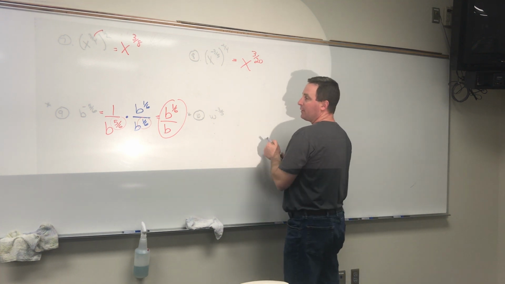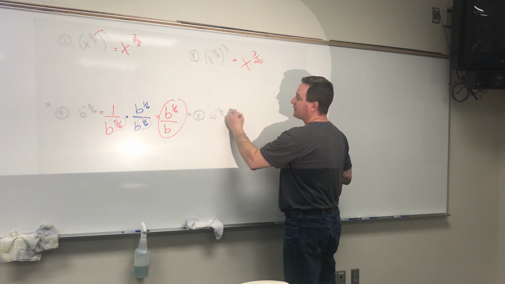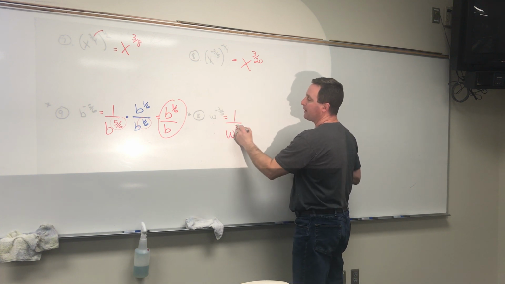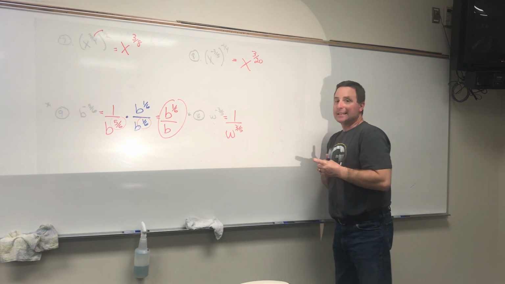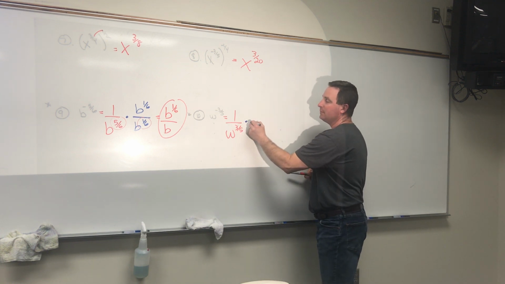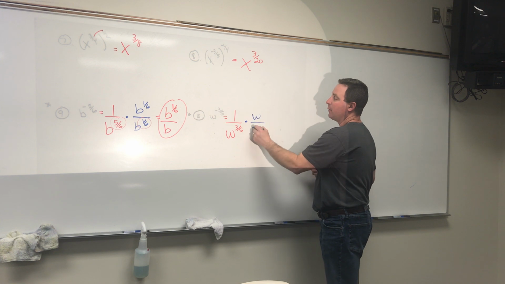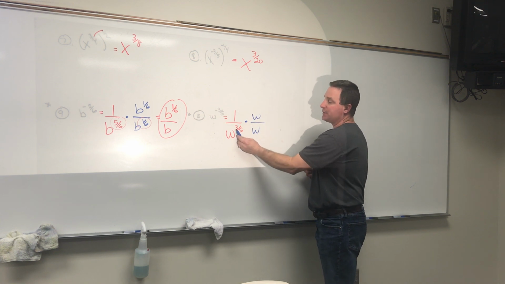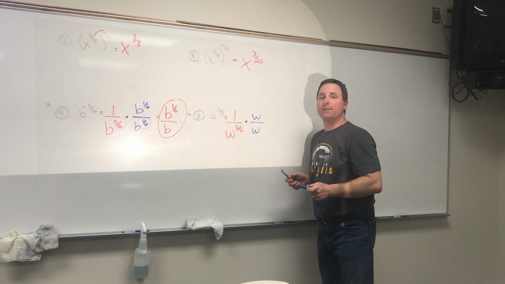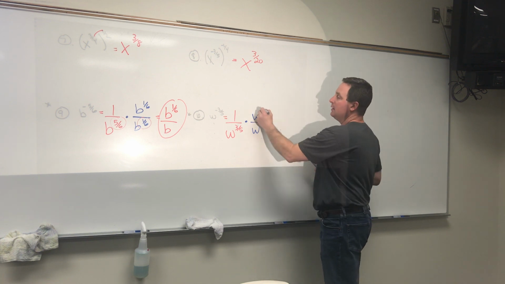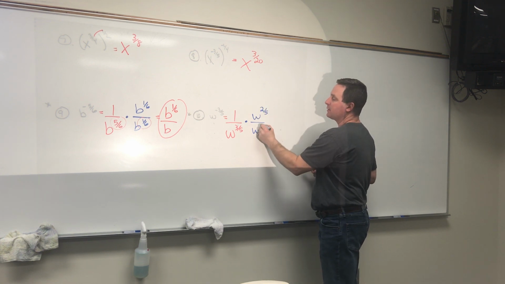Okay? Same thing with this guy. This has to go down to the bottom, w to the 3/5. Can't have fractional exponents in the bottom. So I need to multiply the top and the bottom by w to some power. Well, how many more fifths do I need to get here to make it become a whole 5/5? I need 2 more. W to the 2/5.